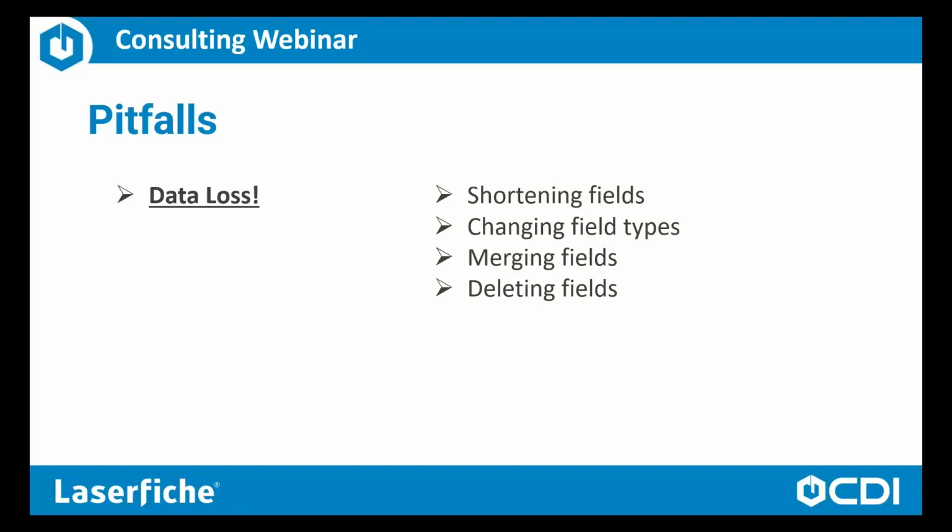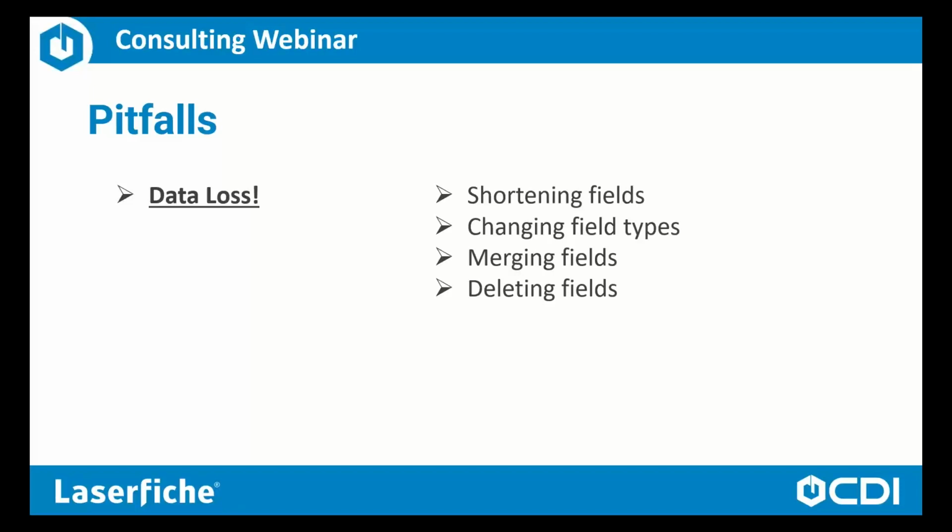Common causes of data loss during metadata migrations is going to be shortening fields. So if we take a text field and shorten the size of that field from 200 characters to 100 characters, we would lose anything after that 100 character limit. Changing field types can cause data loss. If we, for example, change from a date time field to a date field, we will lose that data for the time portion of that value.